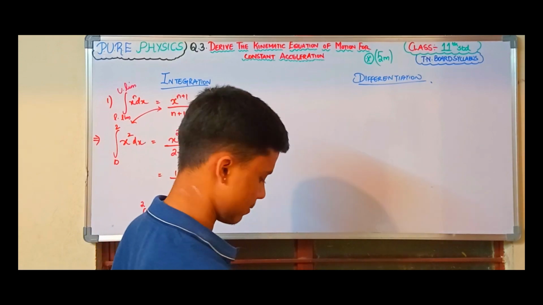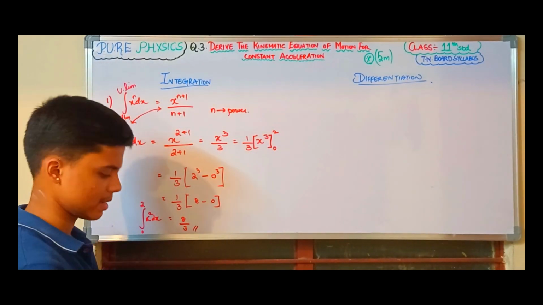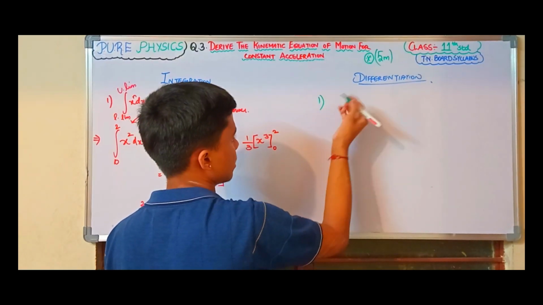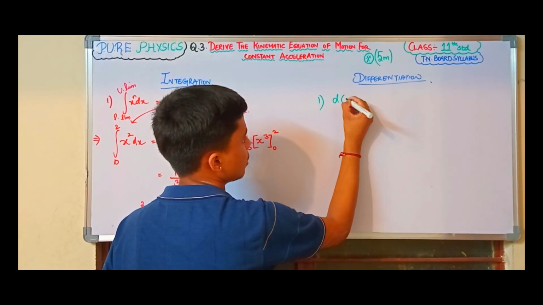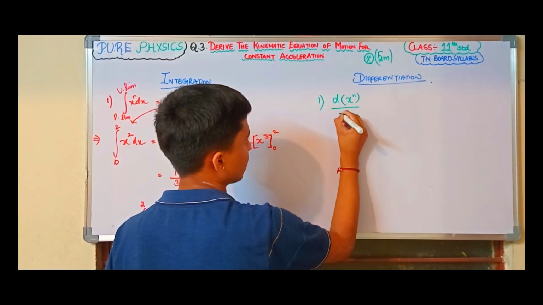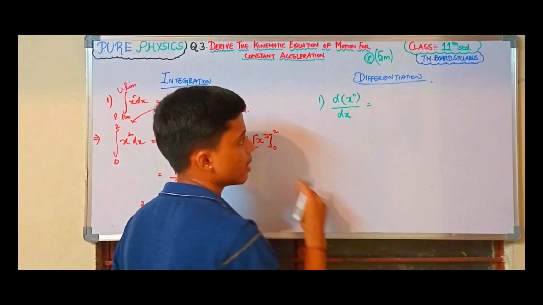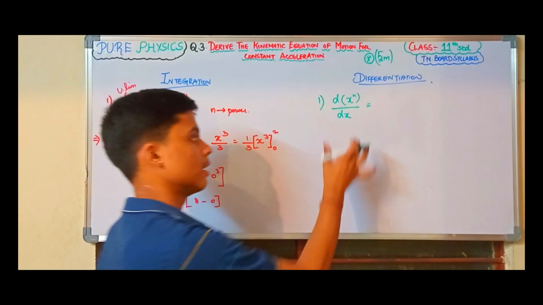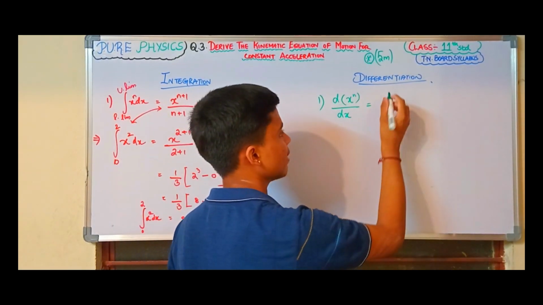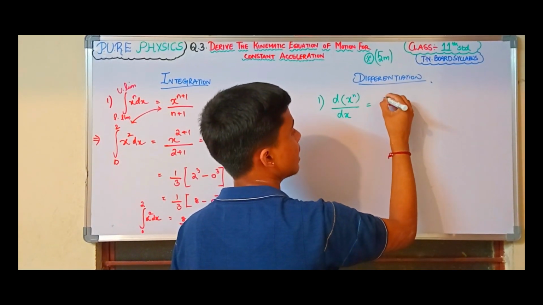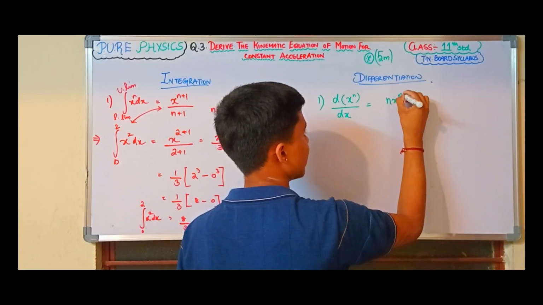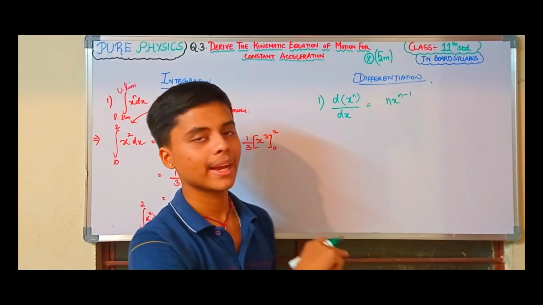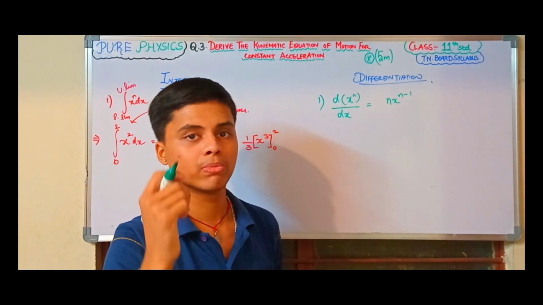And the other formula which is important for this question is in differentiation, which is also the basic formula in differentiation: differentiation of x power n. Now you're going to differentiate this x power n with respect to x. For this differentiation, we have a formula called n x power n minus 1.